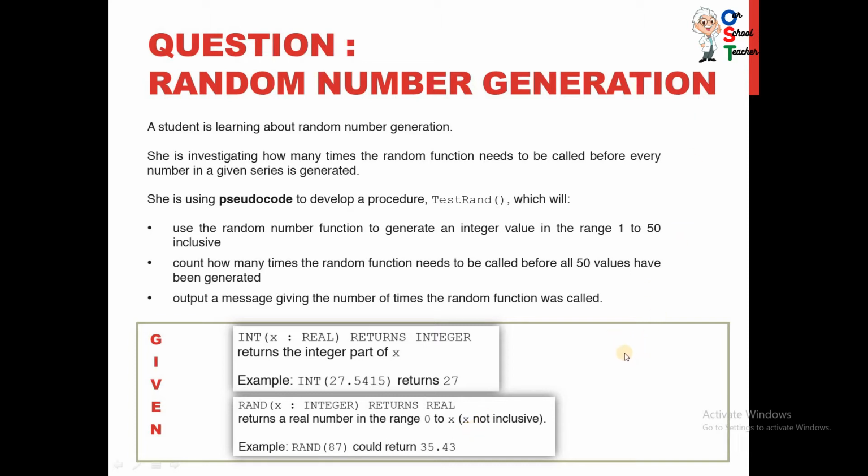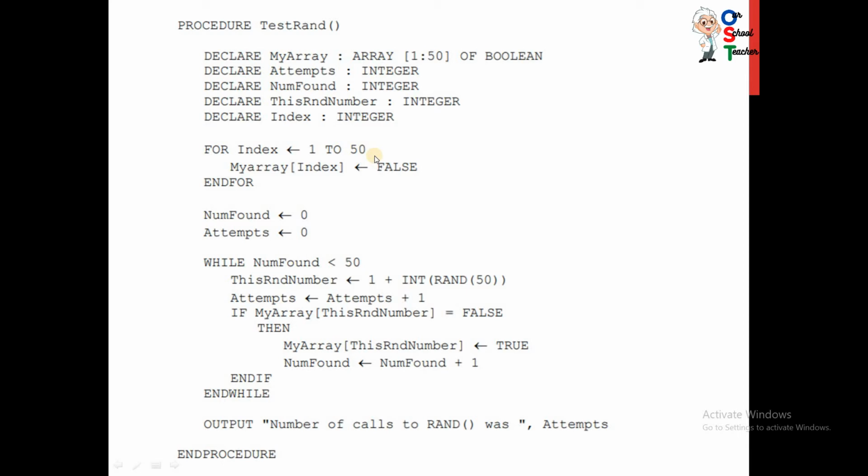The solution I have taken from the past paper answer script. What logic they have used, an array, right? This is the procedure TestRand. It is starting from here and ending at END PROCEDURE. So this is the start and end of the procedure. You can see that the rest of the code has been indented, with some space left, so it is showing that all this code is within this procedure.